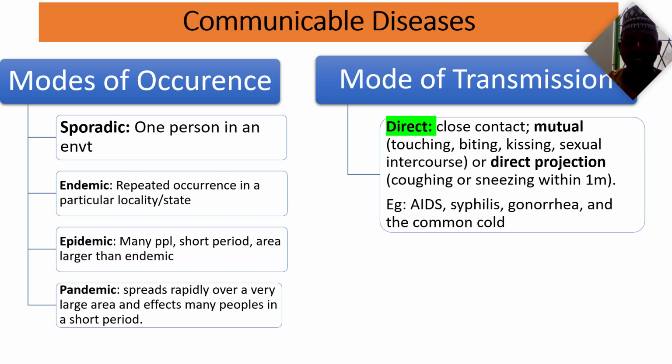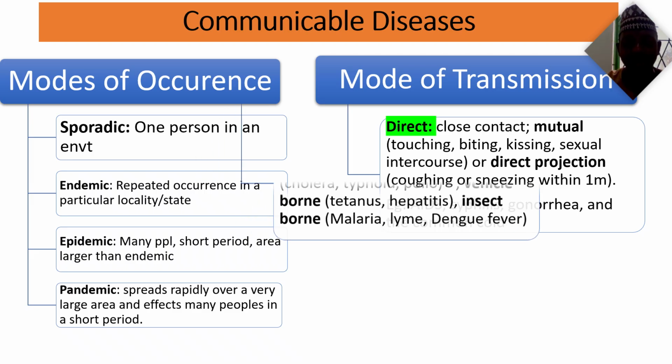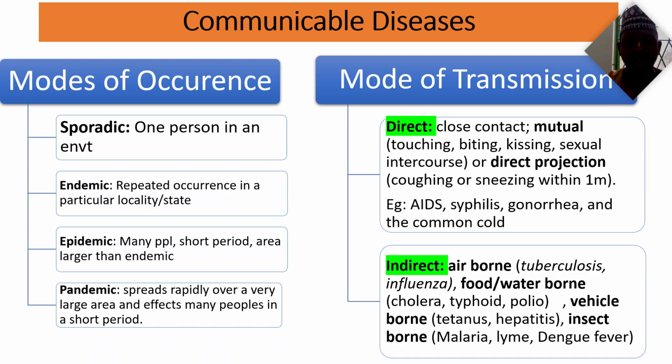Now, generally, diseases transmitted through contact can be either mutual or through direct projection. We can have AIDS, which is transmitted through sexual contact, syphilis, also sexual contact, gonorrhea, sexual contact, or the common cold, which can be transmitted through direct projection of the pathogen from an infected person to a non-infected person.